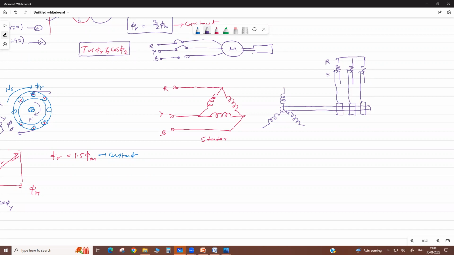Under starting, maximum resistance comes in series with these windings. So these are the slip rings and brushes we have to put here. Brush, contact brush, carbon brush. Now this has a winding connection like this. Okay, dear, this is your rotor, the wound rotor.